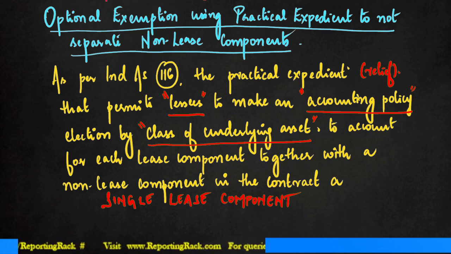IND AS 116 provides a practical expedient which permits the lessee to make an accounting policy, to elect for a class of underlying asset, to account the lease component together with non-lease components as a single lease component under IND AS 116.